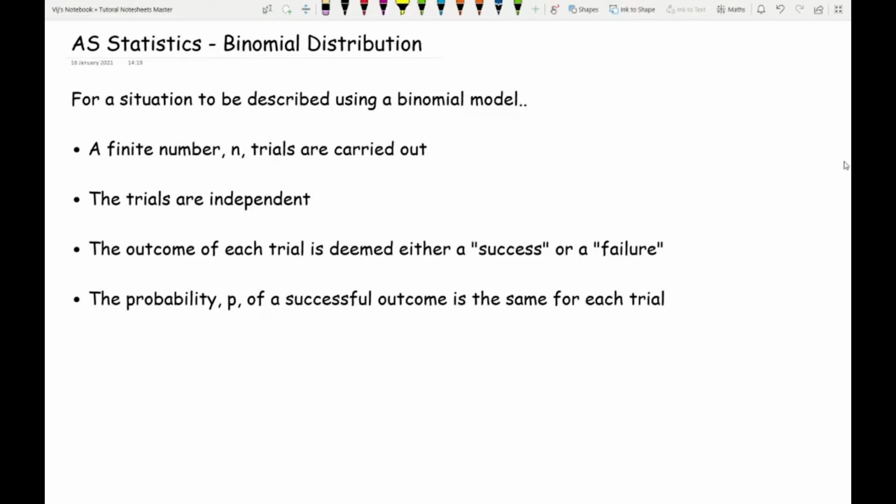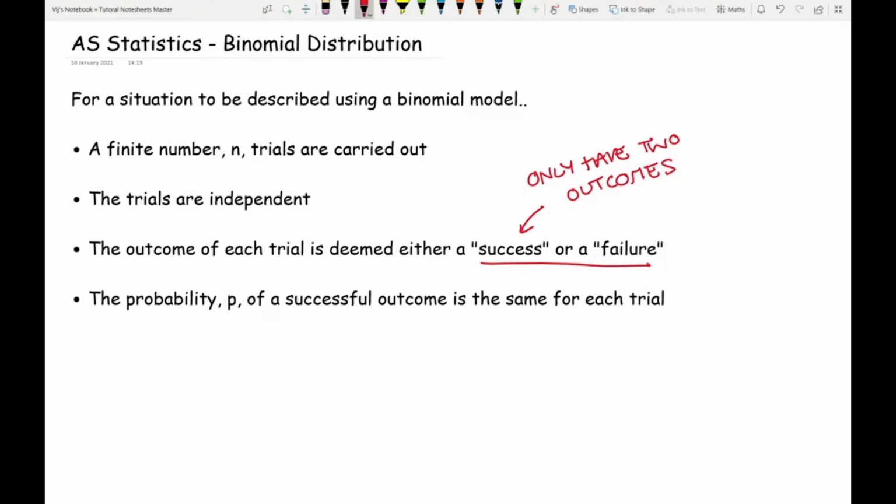The outcome of each trial is deemed as either a success or a failure. Translated, this basically means that in order for you to have a binomial model, you can only have two outcomes. So for example, which will lead on to a couple of examples later, if you are throwing a coin, the two outcomes you can have are going to be a head or a tail, but you can class that as either being a head or not a head. So therefore a head would be a success, not a head would be a failure.